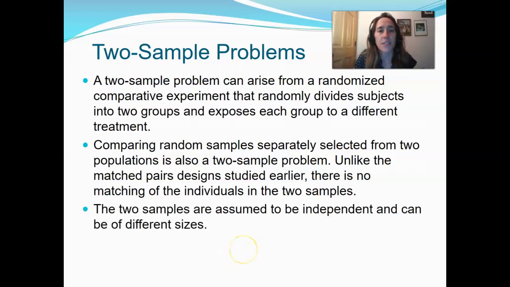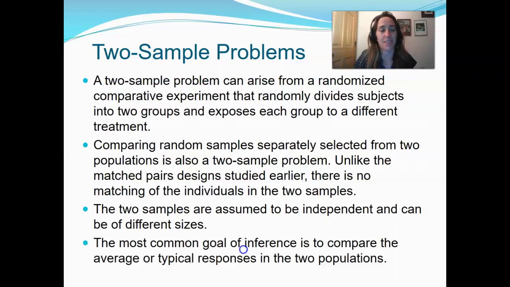The two samples, and this is really important, are assumed to be independent, so there's no connection, and they can be two different sizes. You can have one sample size of 100 and another sample size of 50, and you can still compare the means of each of those samples. The most common goal of inference is to compare the average or the typical responses in the two populations, and so that's where the x bar comes in.